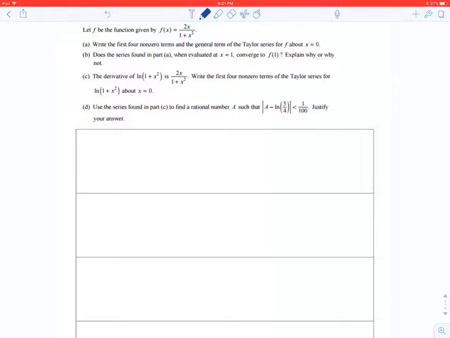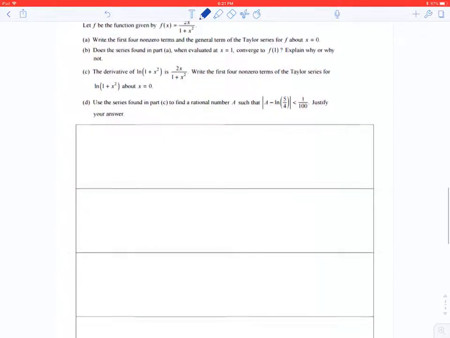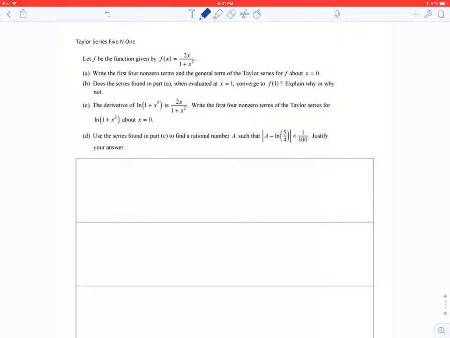First question, they want you to write the first four non-zero terms. Now, if you watch the multiple choice, you've already seen that this is basically just building on the series 1 over 1 minus x. So 1 over 1 minus x is 1 plus x plus x squared plus x cubed. And they want you to do the first four non-zero terms.